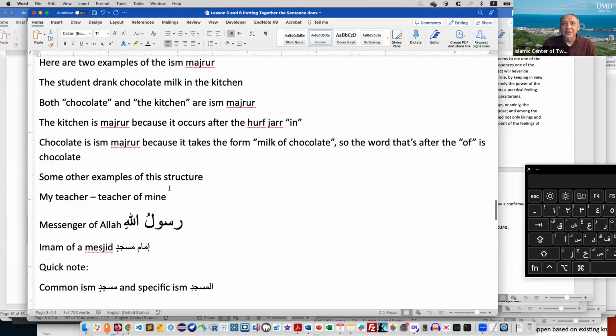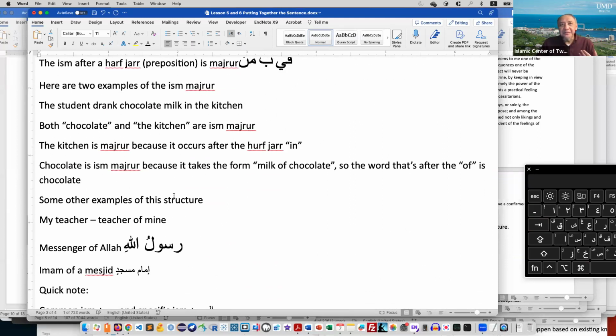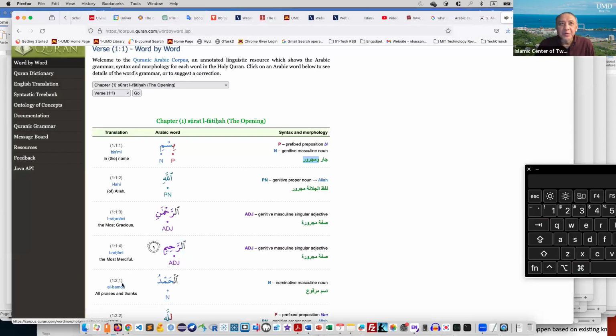First is it has a huruf, like fi al-bayt, in the house. And then we have the idafa, the 'of' construction, like Rasulullah, messenger of Allah, or imamu masjidin. That's the second rule to make it majrur, jar. All right, let's take a look at this one. What do you think it is here? That's making it majrur. Allahi. Why do we say Allahi?